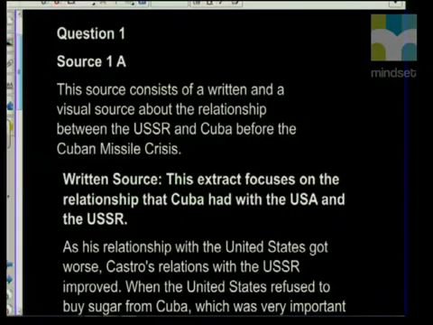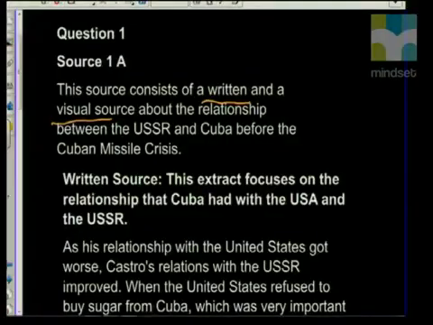And the instruction reads, this source consists of a written and a visual source. Now, I'd like to quickly underline these two. It's a written and a visual source. Okay, now that is very important because you need to be aware that even though there are different types of sources, they are based on the same thing. So you need to find things in the written source that correlate with what you see in the visual source. Again, you don't need to panic because the questions are going to guide you.